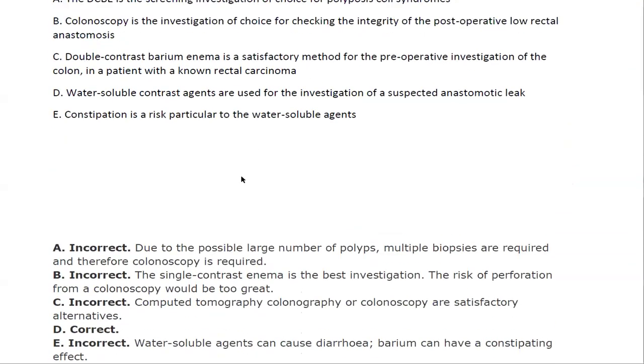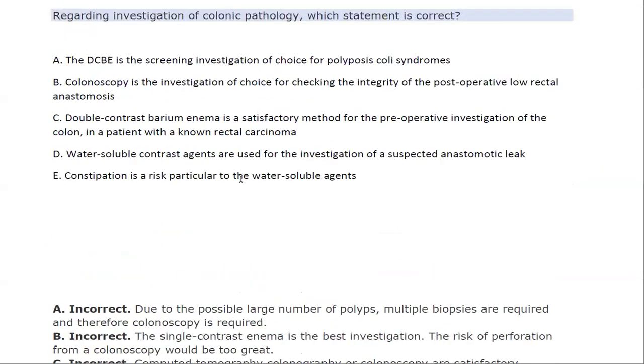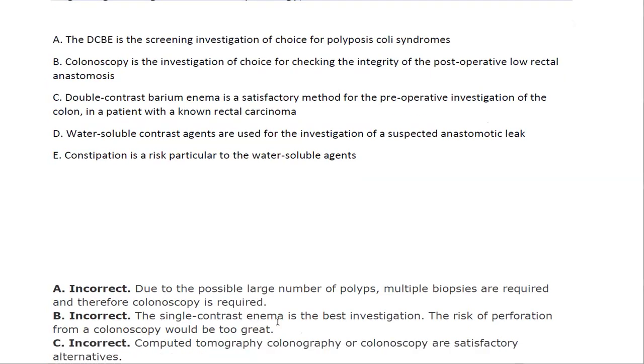Why is this one, A, incorrect? The possible large number of polyps means multiple biopsies are required, and therefore colonoscopy is required. As we were told, in inflammatory bowel disease and polyposis coli syndromes, we are not using contrast studies as a first investigation, except if there is any indication for this, like a fistula. So this is not routinely used as a first investigation. The single contrast enema is the best investigation, not colonoscopy. Okay.